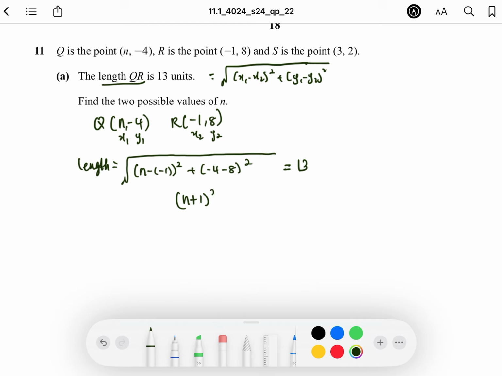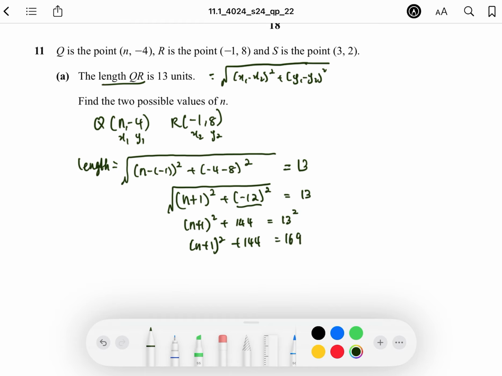n plus 1 square plus negative 12 square equals 13. I'm gonna square both sides so the square root is gone for this side, and I'm gonna simplify. This one becomes 144, and the other side is 13 square, so I have (n plus 1) square plus 144 equals 169.